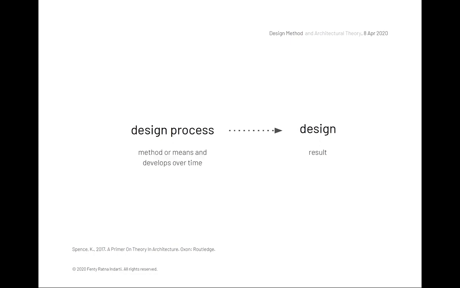If we are going to talk about how best to design, I think we should be aware of design and design process. As you can see here, design is made through design process. Design is the result and design process is the method or means that develops over time. So as a conclusion, how best to design speaks about the design process itself.